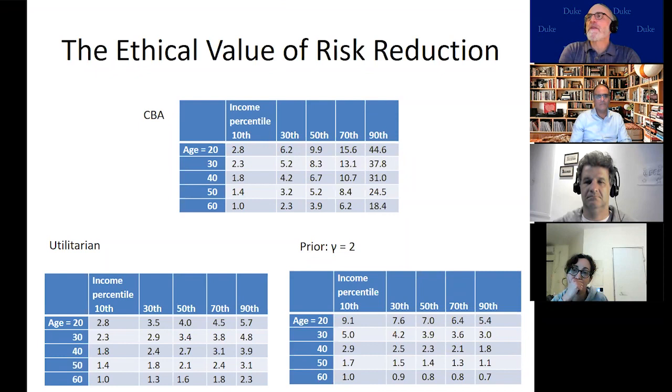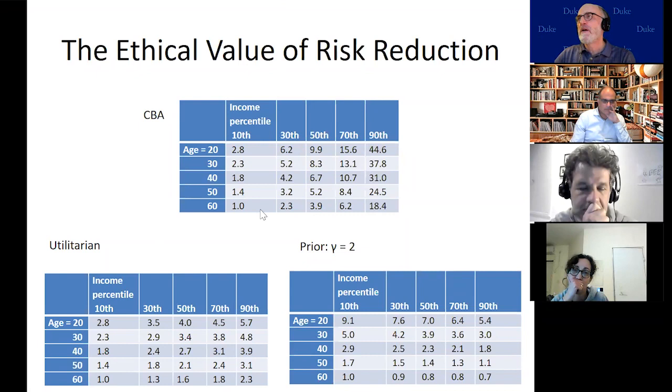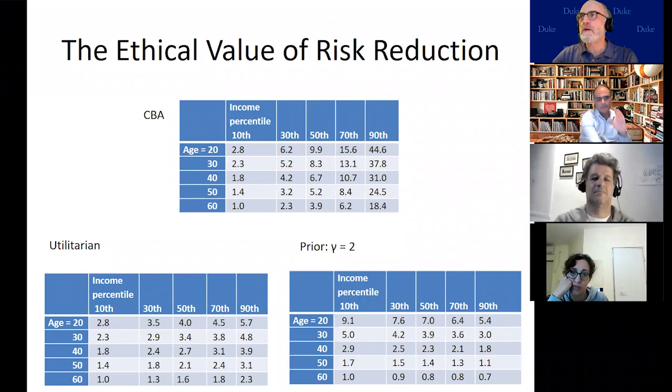Cost-benefit, here's the dilemma. You can either do cost-benefit with these different valuations by group, which has the deplorable implication of being more biased towards the rich, or you can do cost-benefit using just a single population average value. You can say, what's the risk reduction on average for the whole population? And then cost-benefit says there's no preference. There's no reason, for a given unit of risk reduction, to give a preference to the young as opposed to the old. Now, I think that's also problematic.